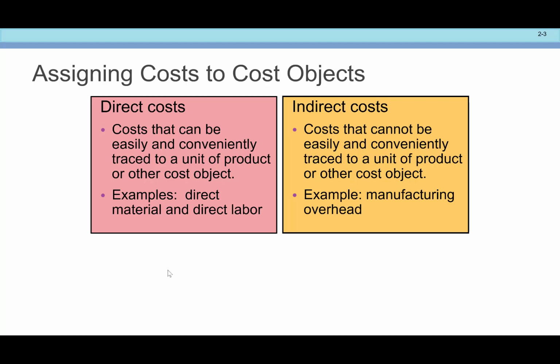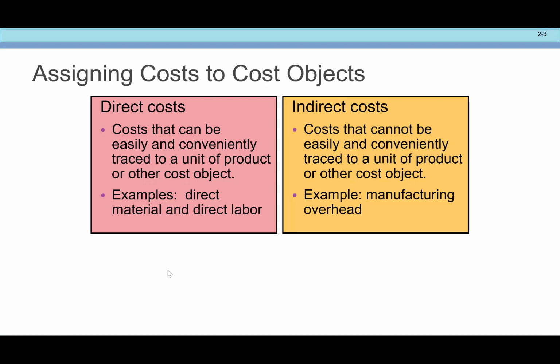A cost is considered direct if we can easily trace it to the product. We consider it indirect if it is too difficult to trace the cost to the product. So what's direct and indirect is really a question of our ability to trace that cost to the product. It's not a scientific definition; it's a matter of the ease of tracing it to the product.